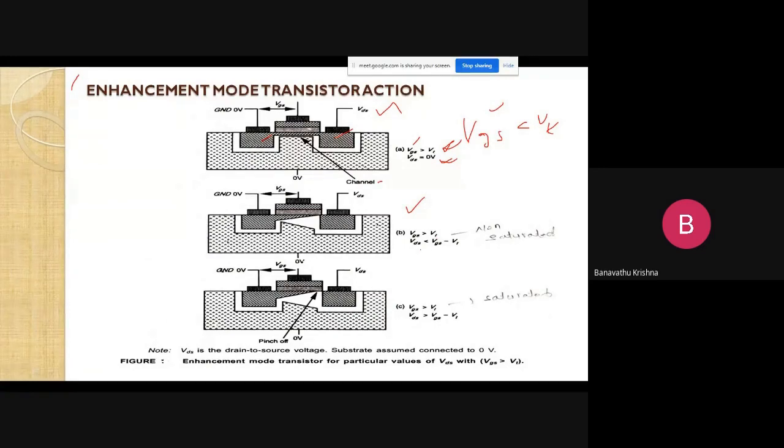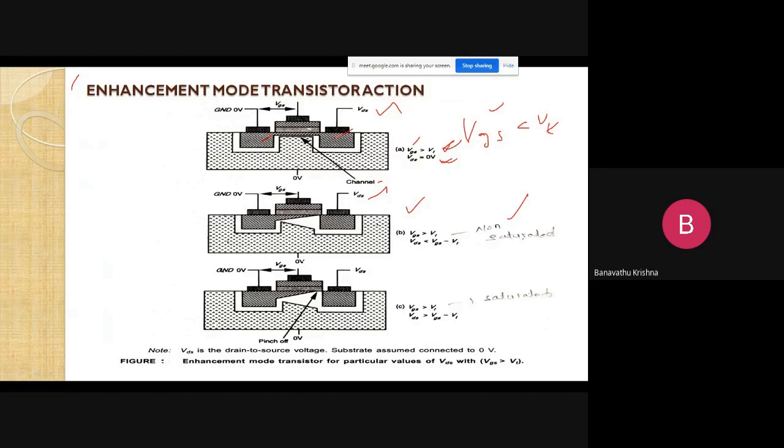Now we can apply a slight amount of voltage at the drain, that is, VDS is less than VGS minus VT. The applied voltage is slightly less than VGS minus VT. Now the device is in non-saturated mode. Non-saturated mode means it is in the active region. Simply, we say it is the active region.